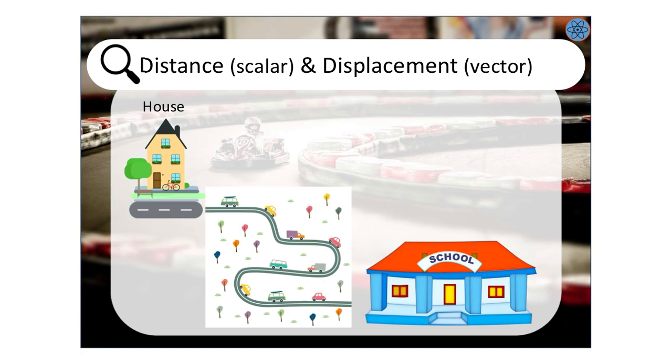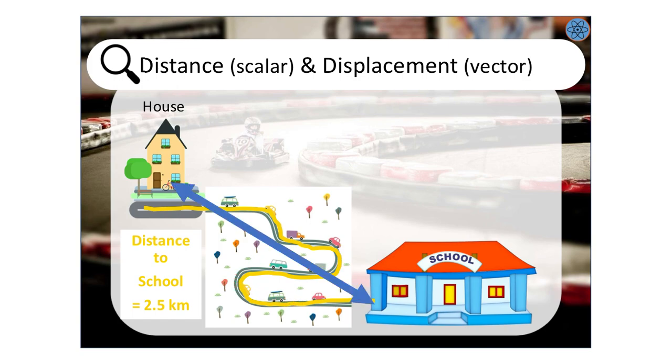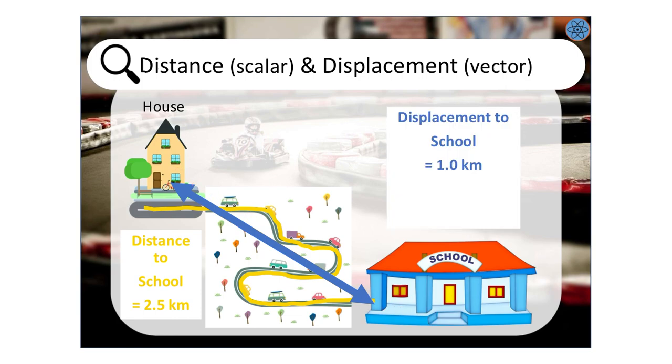So if we take a look at an example of going from your home to school, the yellow line that I've drawn on the road would be known as your distance, physically how far that you have travelled. So let's say if you measured how far you travelled, the distance to school would be 2.5 kilometres. However, displacement, as I said before, is from the start to the end, A to B, as the crow flies, a straight line. So in this example, we can see the displacement is the shortest distance, so 1 kilometre.